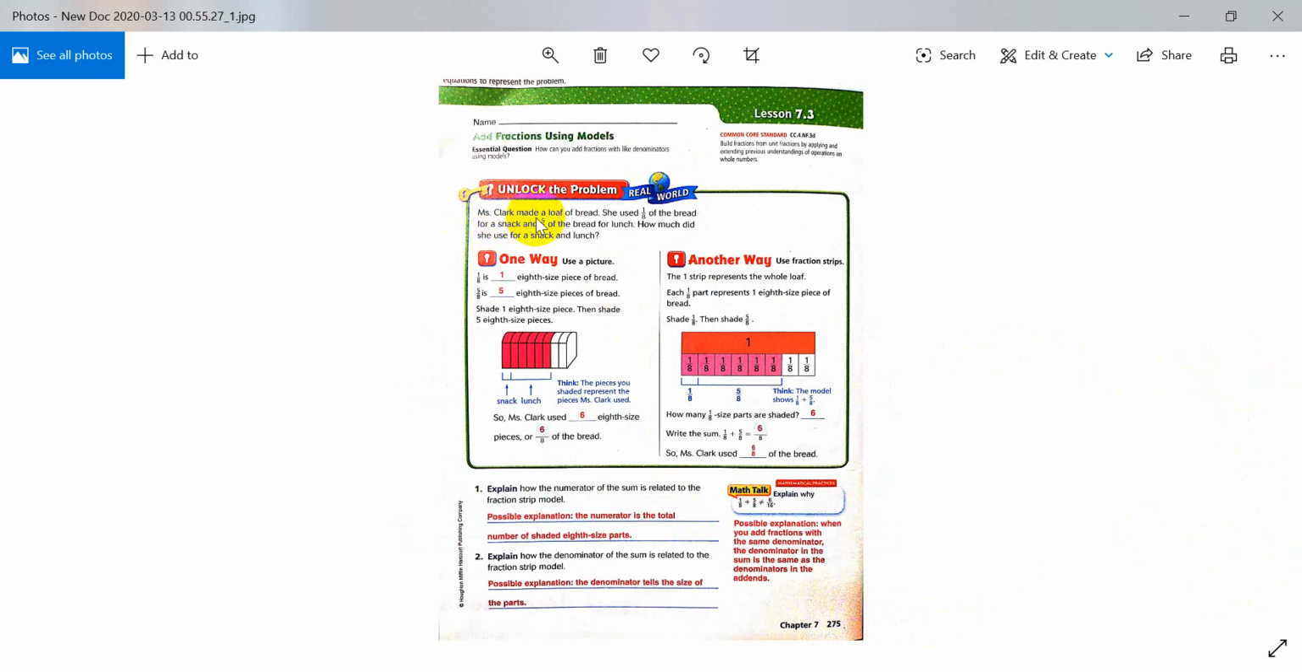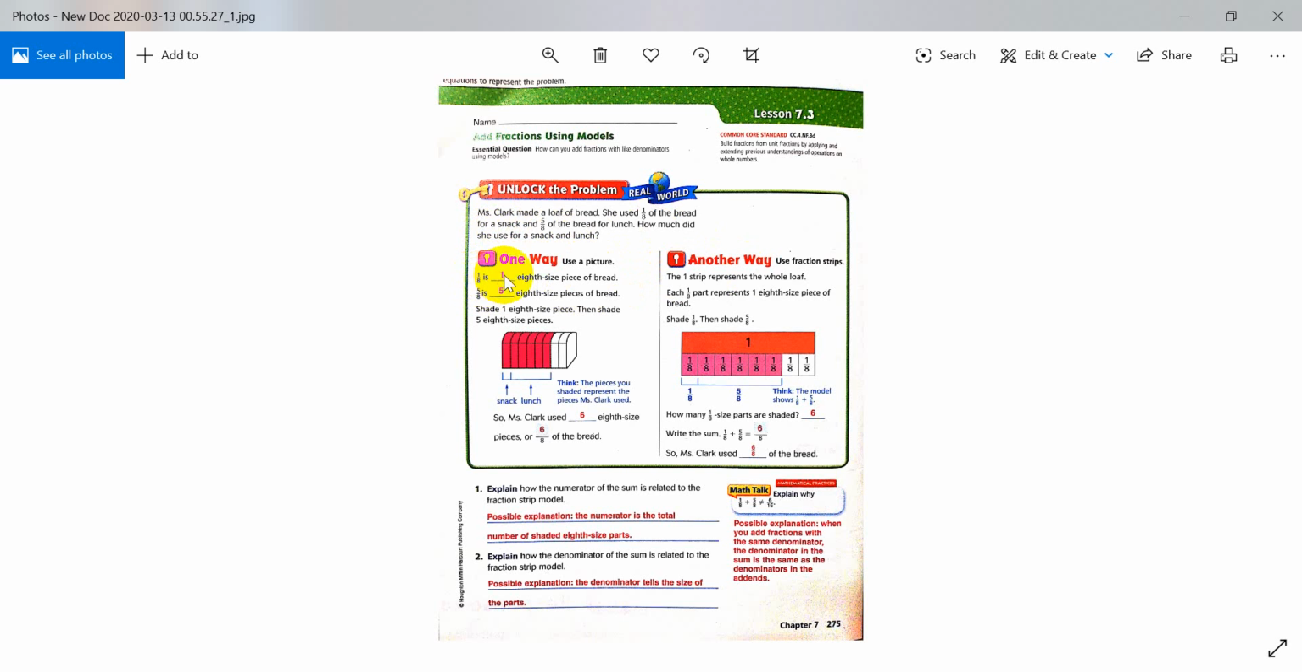Miss Clark made a loaf of bread. She used 1/8 of the bread for a snack and 5/8 of the bread for lunch. How much did she use for a snack and lunch? First way, we have two ways. First one way and another way. First one, use a picture.